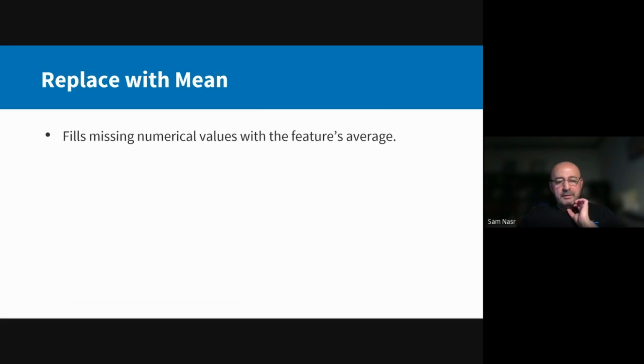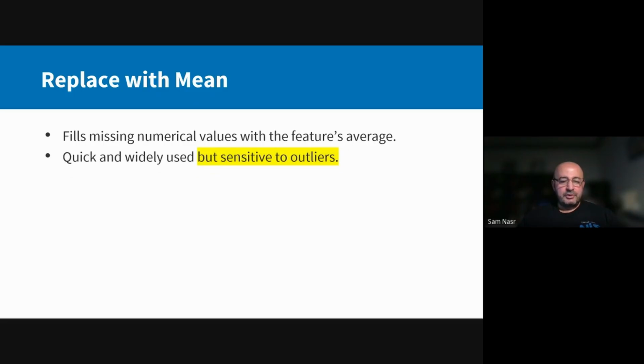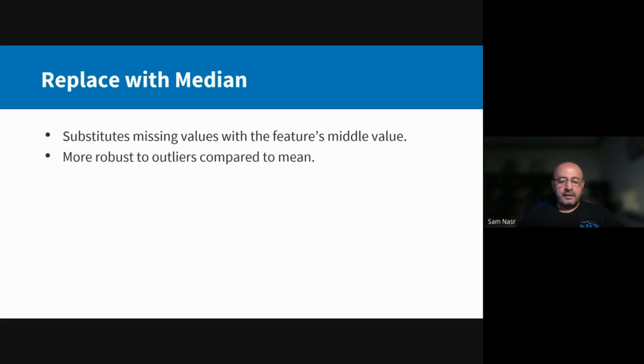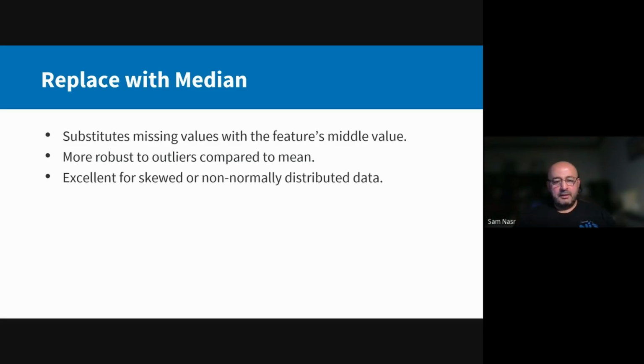So if I replace with mean, it fills the missing numerical values with the feature's average. It's sensitive to outliers, as I had mentioned, but it can reduce data variability and bias if missingness isn't random. If I choose median, then this substitutes the missing values with the feature's middle value. So this is more robust to outliers, meaning that it can resist outliers more as compared to the mean average. And this is better for skewed or non-normally distributed data. As we had seen earlier, we had the one value that was way out there, and utilizing the median average handled it better because it stuck more to the other numbers that were stated there in the data set.